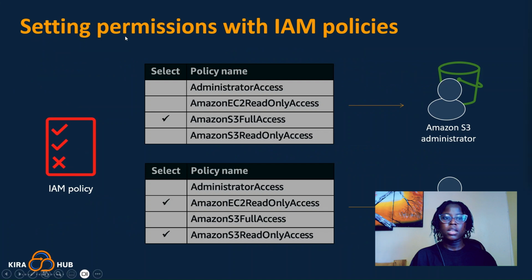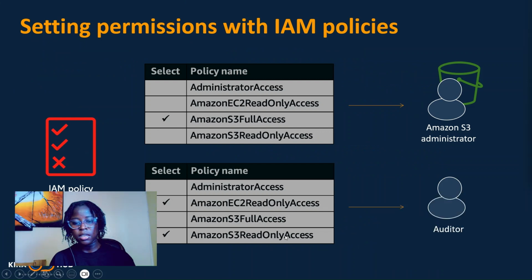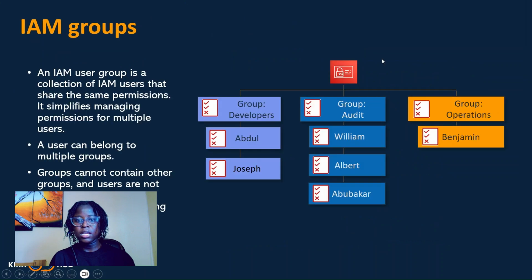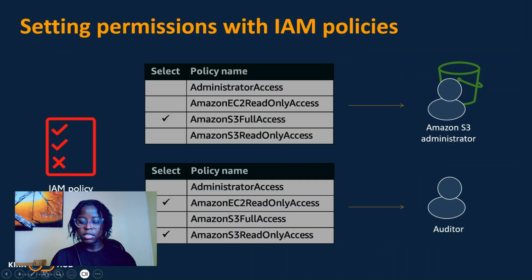So next thing, with an IAM user, we have to set up permissions with them, okay? And remember, use the principle of least privilege. For example, if we have an S3 administrator, then they should only have Amazon S3 full access. But if it's an auditor, maybe you want to give them read-only access to EC2 and S3. And it's really simple to set this up.